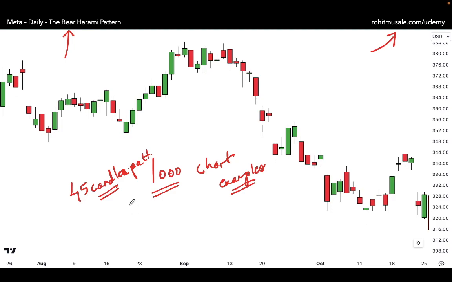Learn these candle patterns properly. It might take you 6 months, 1 year, but it is worth the investment. You can pinpoint the exact location where you are supposed to sell.